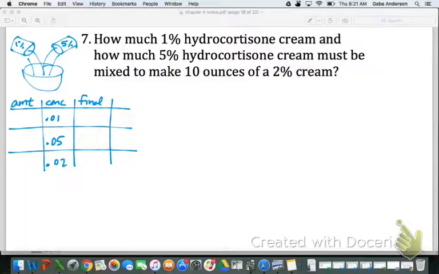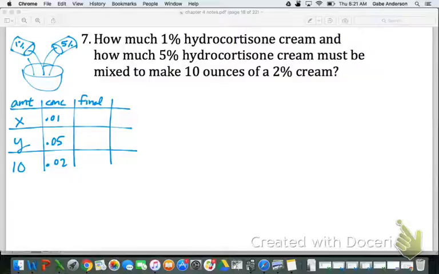So Rocky, let's talk about the amounts now. Do we know how much of the 1% or the 5% we're going to put in there? No. So we got to use variables, right? What do you suggest for variables? Okay, so we'll go with x ounces of the 1% and y ounces of the 5%. And then 10 ounces is what we want, right? So 10 ounces of the 2% for our final mixture. Does that make sense?